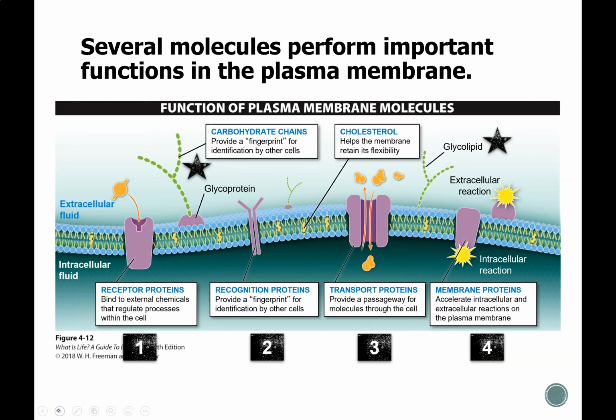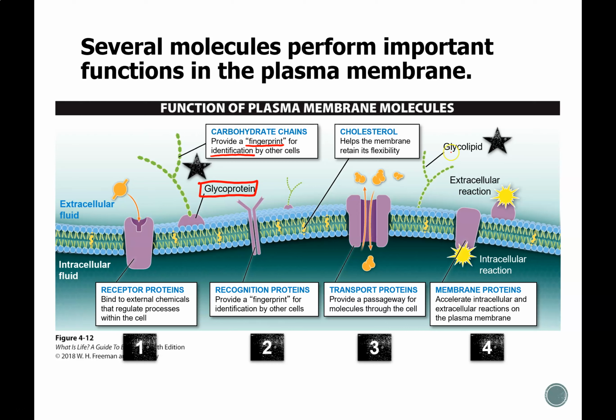All right, so there are many molecules that perform important functions in the plasma membrane. I would like you guys to be able to identify these and know the general function of them, but we are going to focus mostly on those proteins that provide transport in and out. So we have something called a glycoprotein. Glyco meaning sugar, protein meaning protein. So this is a molecule made up of sugar and proteins, and they actually act as a fingerprint or identification molecules for the cell. So other cells can recognize what they are.